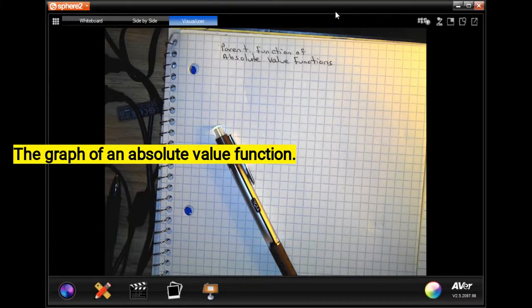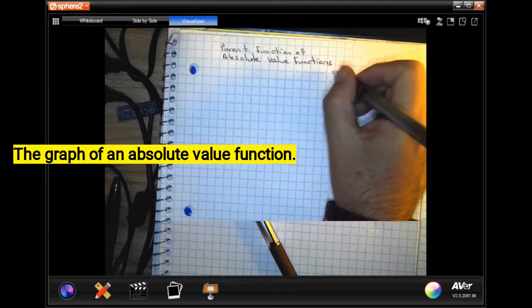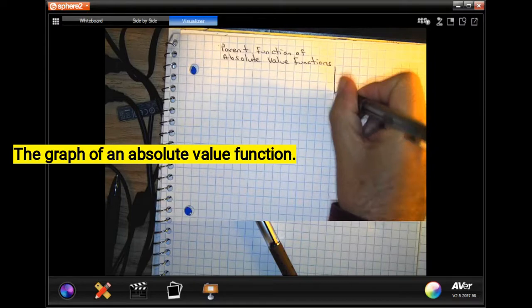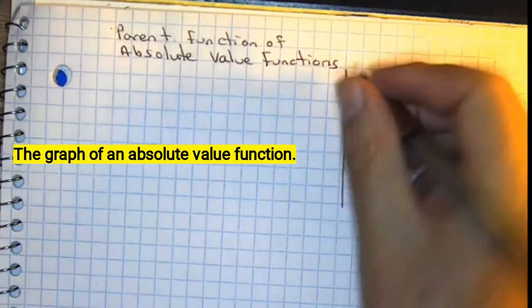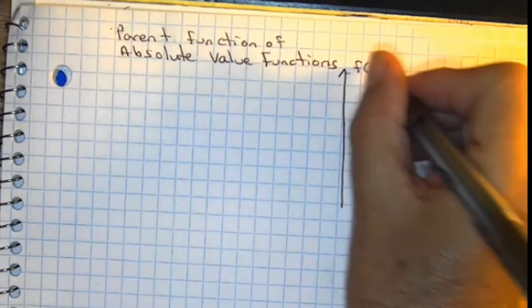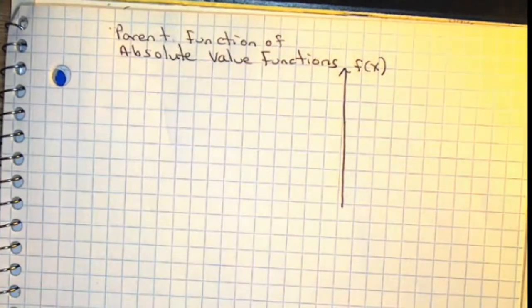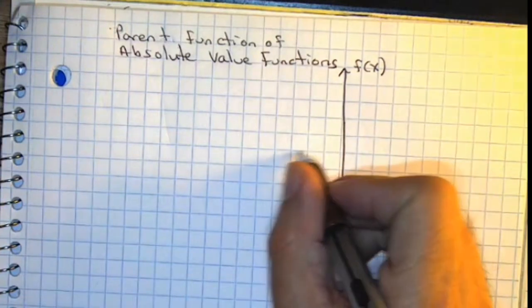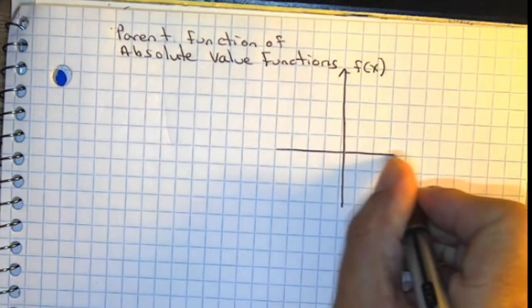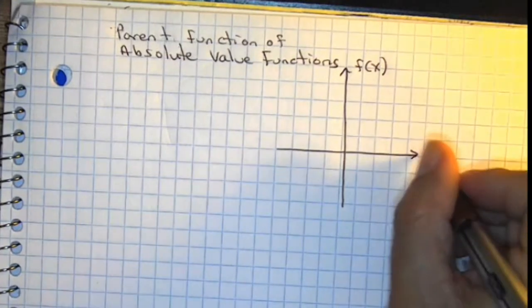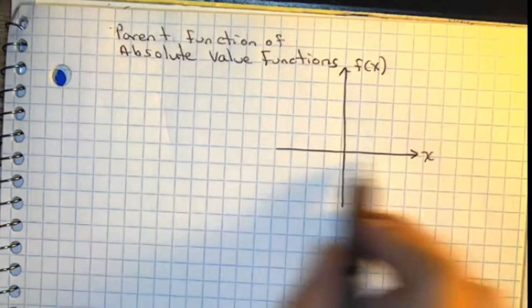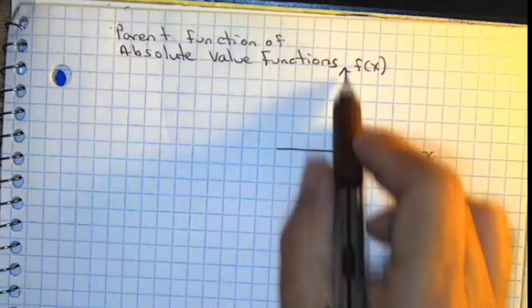The parent function of the absolute value function. We're going to explore the attributes of this parent function. Let's start off by creating a graph. So we're making our vertical axis f of x, our horizontal axis x, our independent variable, and our dependent variable.